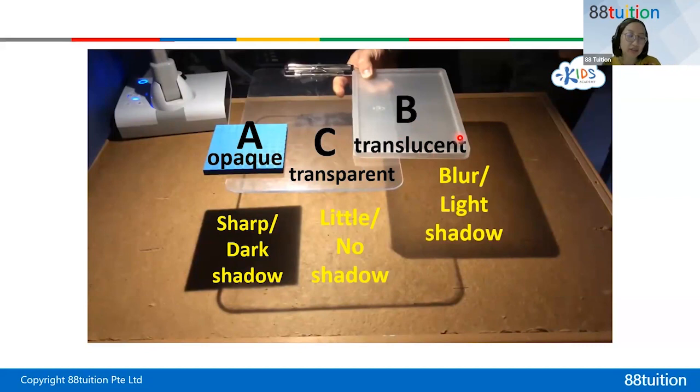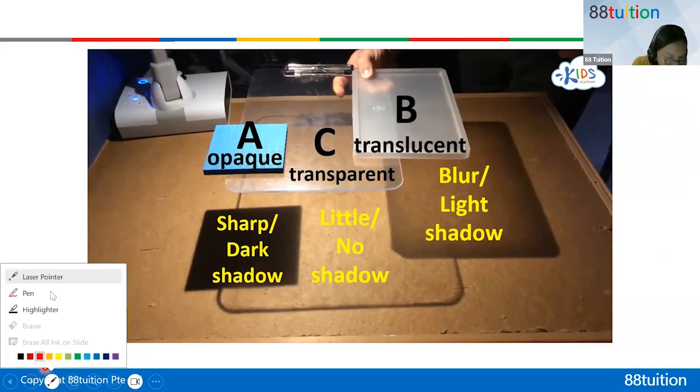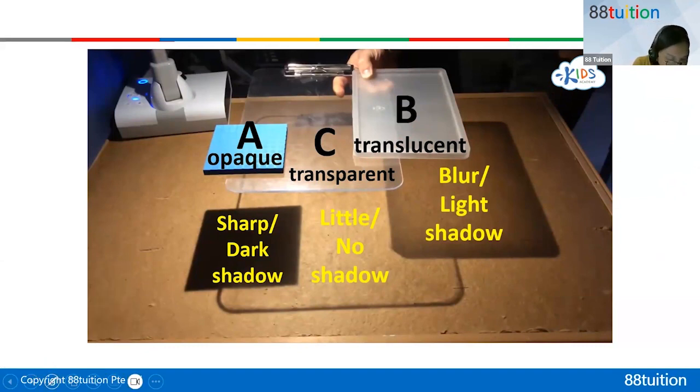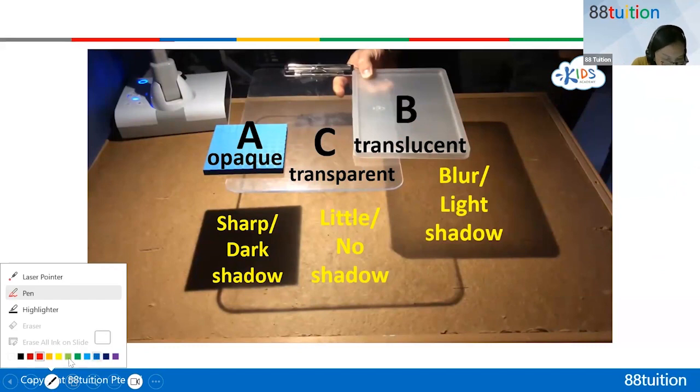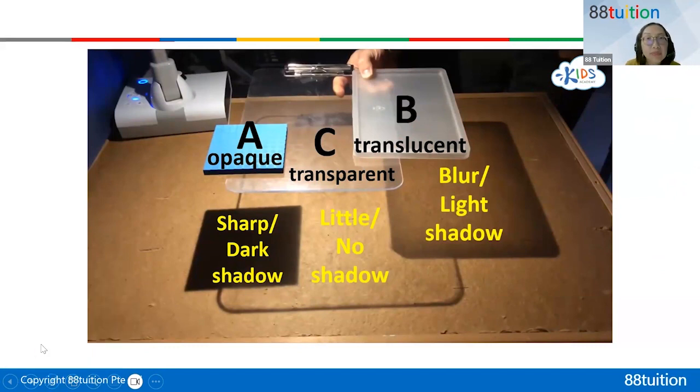Can everybody type in the chat? What is the meaning of opaque? Opaque means allows what kind of light to pass through? All light, or most light, or some light. Okay. So for an opaque object, it allows what kind of light to pass through? All light, some light, or no light? For opaque. Okay, good.